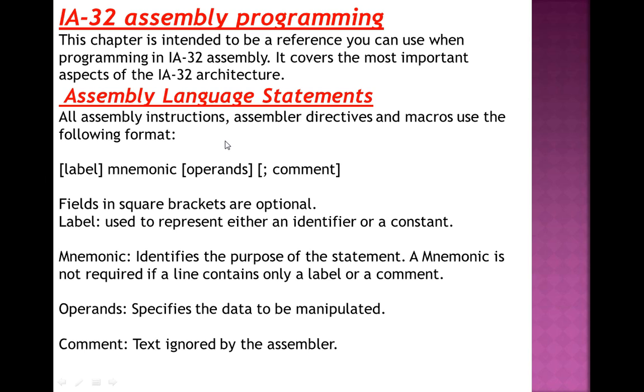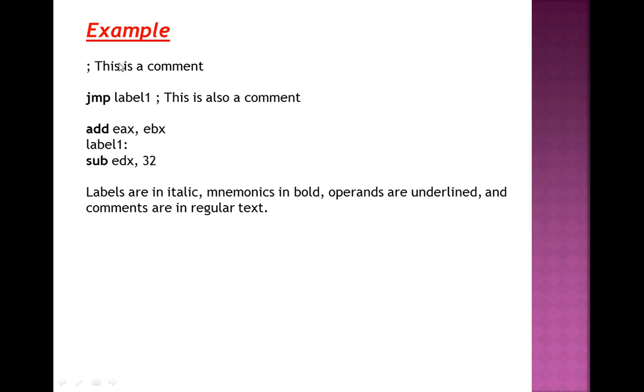So this is the assembly language statement available in IA32. The syntax is label, mnemonic, operands, comments. This is the example. This is a comment, denoted by a semicolon. Then JMP label1, this is the label, that is jump. This is also a comment. Then ADD EAX, EBX. ADD is known as the mnemonic, and EAX, EBX are known as operands.